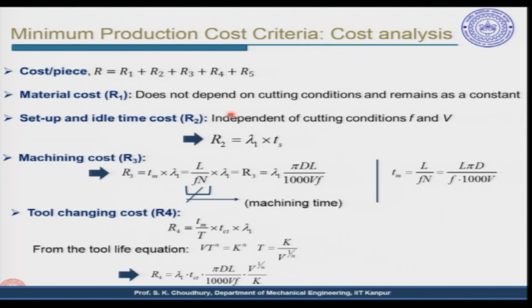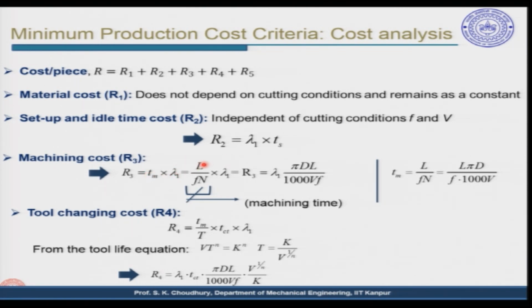Now, the setup and idle time cost also remains independent of cutting conditions, either cutting velocity or feed or depth of cut, and this can be defined as the time taken for setting and the idle time into lambda 1, which will be the overall overhead plus the labor cost. Now, the machining cost will be the machining time Tm, and that has to be multiplied by the cost that we are incurring for that time, that is the lambda 1, which is overhead plus the labor cost per piece.